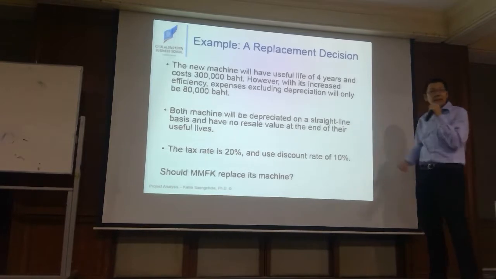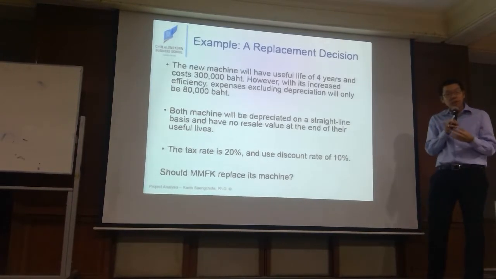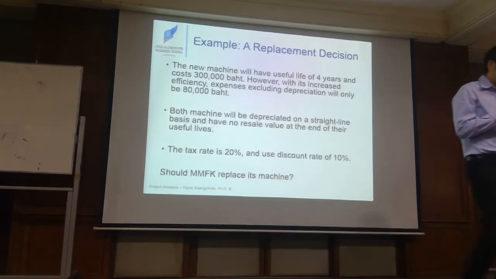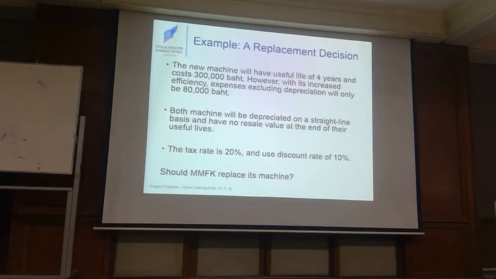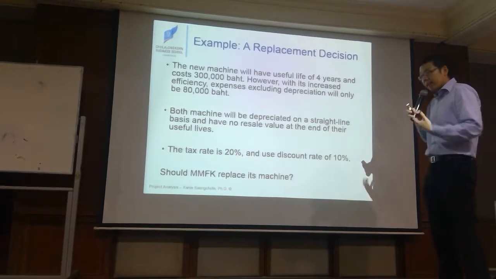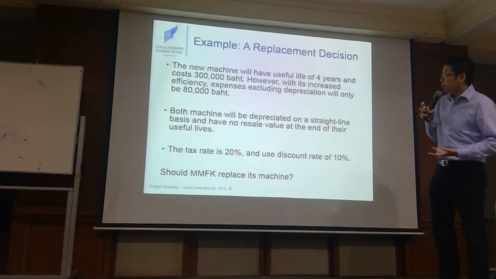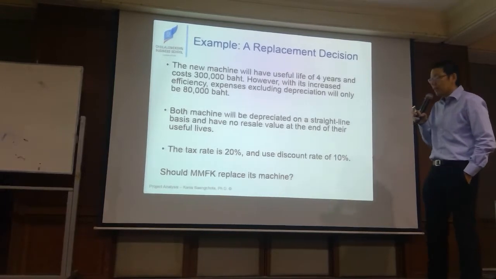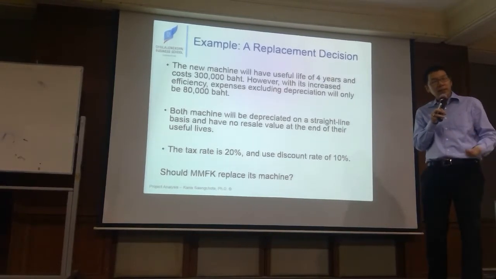You could buy a new machine. It also has a useful life of 4 years. So the old machine still has a remaining useful life of 4 years, and the new machine has a useful life of 4 years as well, again for simplicity. With the efficiency, it's going to cost less to operate. So instead of costing 180,000, it's going to cost us 80,000. Both machines depreciate on a straight line basis, tax rate 20%, discount rate 10%. So should we replace the machine?